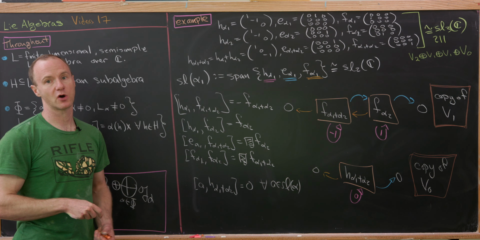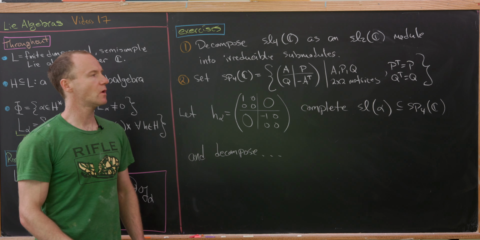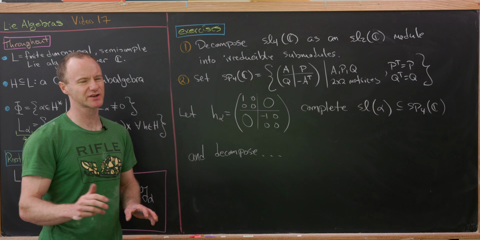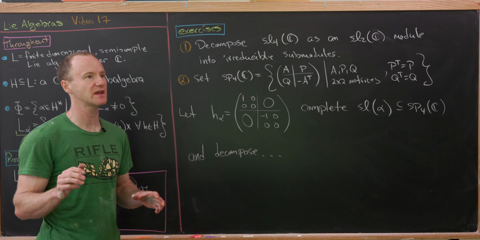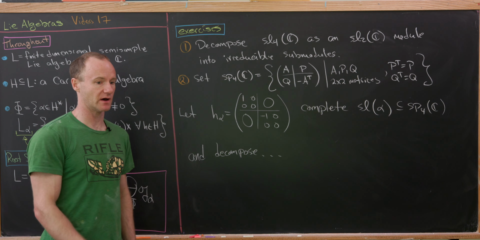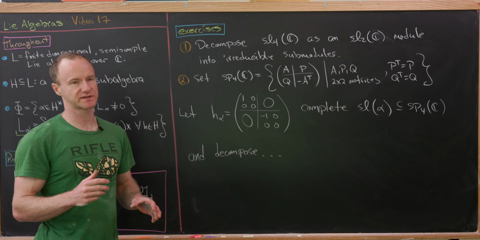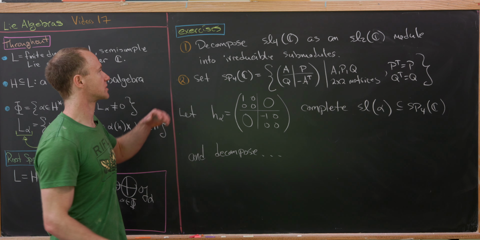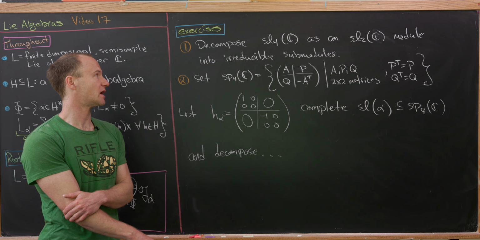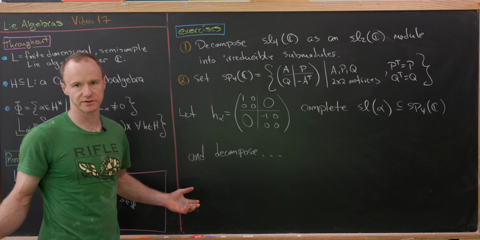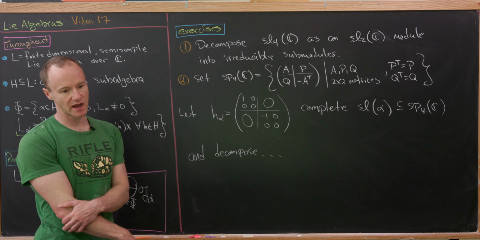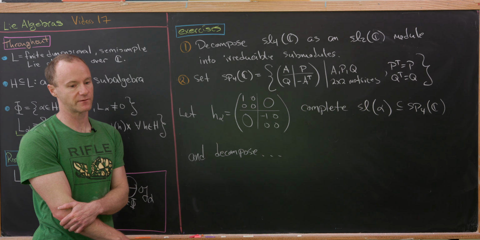Now I'm going to leave you with some homework exercises. We've got 2 homework exercises, which are like the example that we just did. They're going to be a lot of work, but I think you'll get some idea for the shape of Lie algebras that we'll see more generally in the future. The first one is to decompose SL4 as an SL2 module into irreducible submodules, just like we did with SL3. The next one is to look at another Lie algebra called SP4.